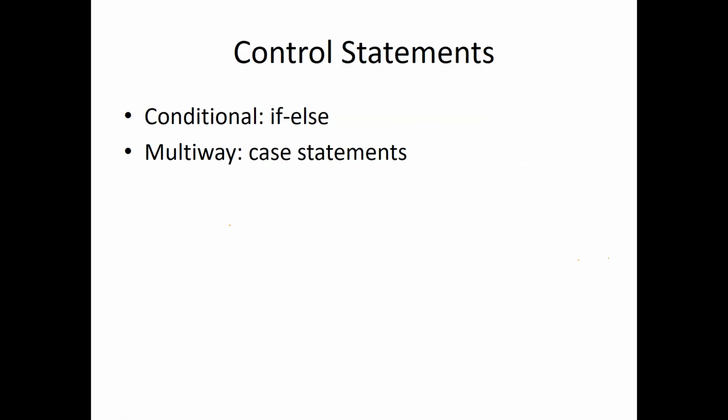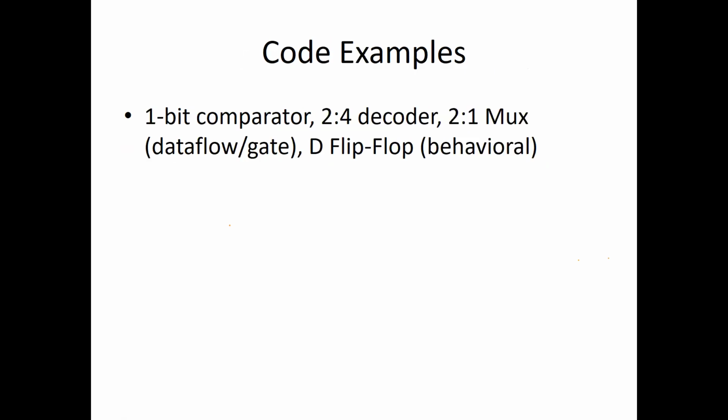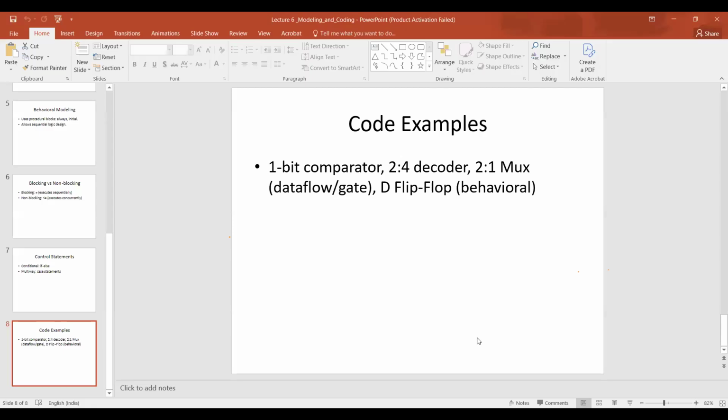What do you mean by control statement? Control flow in behavior modeling is a standard programming construct, like an if-else statement. These are the code examples: a 1-bit comparator you can write using behavior, data flow, or structural modeling, a 2:4 decoder, or a D flip-flop. You can learn more examples. Okay, if you have any doubt you can ask me. Thank you.